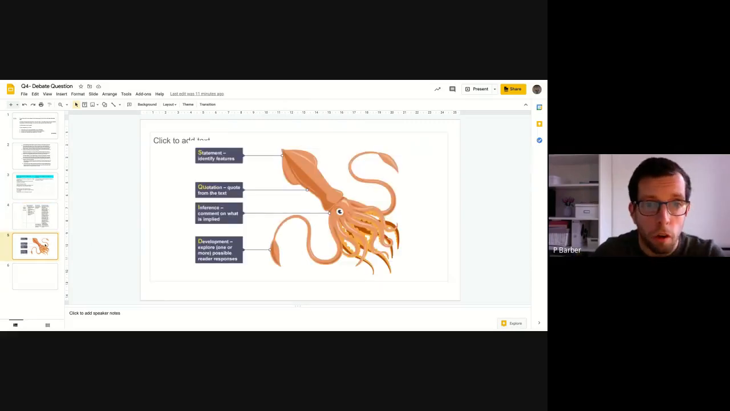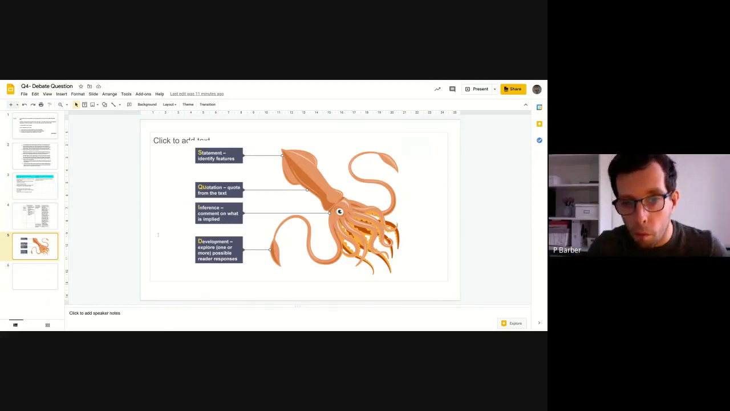Now, what we're essentially going for is a paragraph that uses the squid model. Some people will have this as PEED, which is point, evidence, explain, develop. If you find that PEED is a little bit difficult to remember, or you struggle to remember what each bit is meant to be, squid is also a good way to remember, which is where you find a statement, you make a point about the character or how that's been presented by the writer. You give a quotation where you quote directly from the text. You make an inference about what is implied, which is where you're explaining in your PEED paragraph, and then development, explore one or more possible reader responses to that.